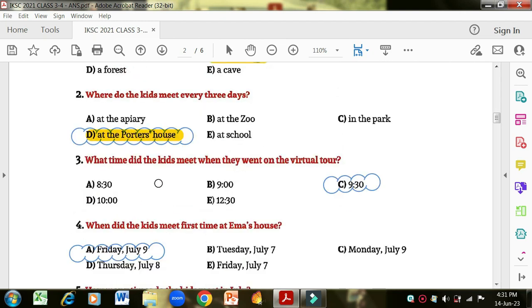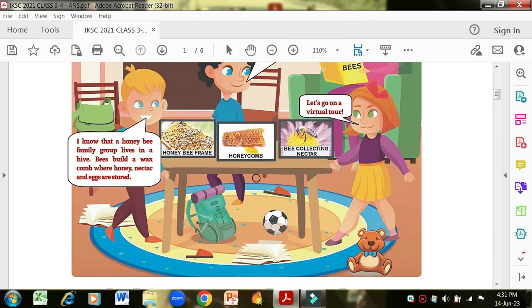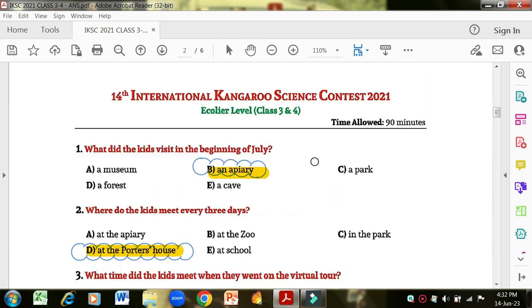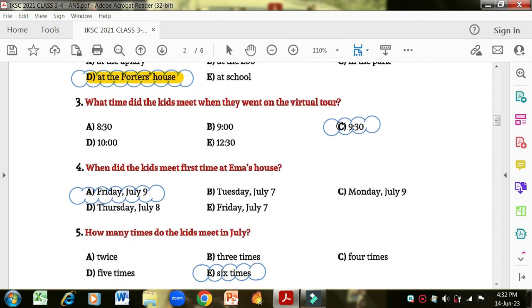What time did the kids meet when they went on the virtual tour? Here you can see the time on the clock. It is 9:30. So 9:30 is the time. They were going on a virtual tour, and the mom said that you have to come back by 12:30 because it's our lunch time, and before that they have to tidy up their room. So the time on the clock was 9:30.